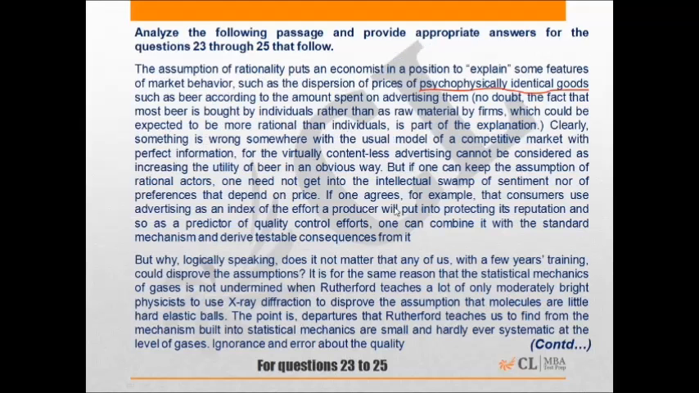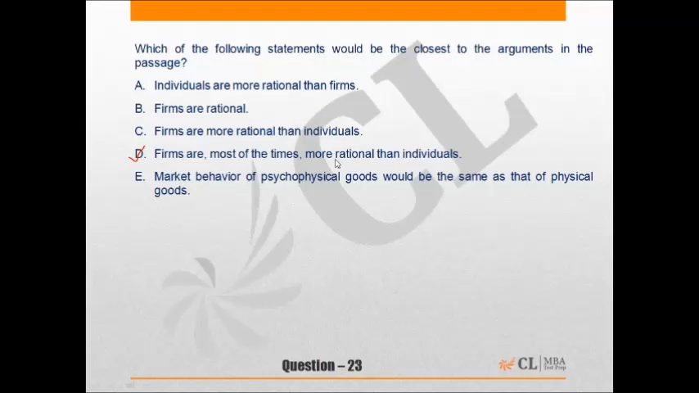The answer is given in the parenthesis in the first paragraph. It states that no doubt the fact that most beer is bought by individuals rather than as raw material by firms, which could be expected to be more rational than individuals. So firms could be expected to be more rational than individuals is part of the explanation.